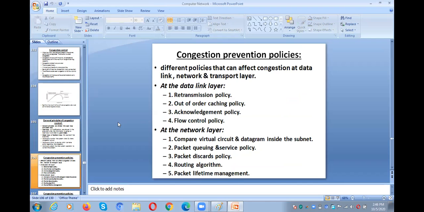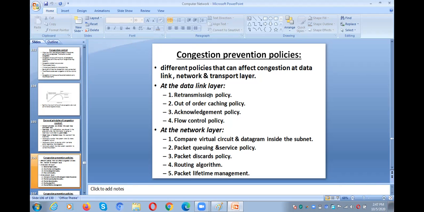And then congestion prevention policies. At each and every layer we have some policies: the data link layer, the network layer and the transport layer. In these three layers we have some congestion prevention policies. How can we prevent the congestion? At the data link layer, the retransmission policy. There are two types of retransmissions. One is go back and the second one is selective repeat. Which one do you have to choose? You have to choose selective repeat. If you choose selective repeat, if there is any damaged or lost frame, what will you do?